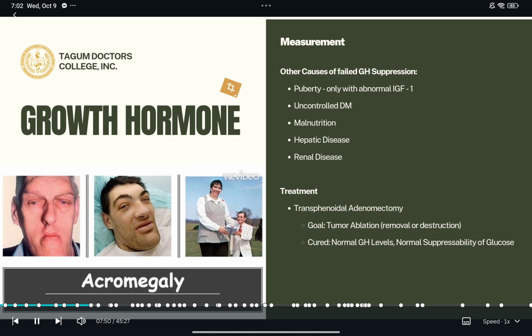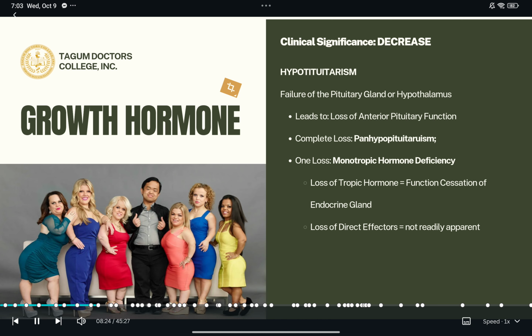So other causes of failed growth hormone suppression would be puberty, which usually causes an abnormality in IGF-1. Then we have uncontrolled DM, malnutrition, hepatic disease, and renal disease. And then for the treatment, we have transsphenoidal adenomectomy, whose goal would be tumor ablation, or the removal or destruction of the tumor. The patient can be considered cured if growth hormone goes back to normal levels or there's a normal suppressibility with glucose.